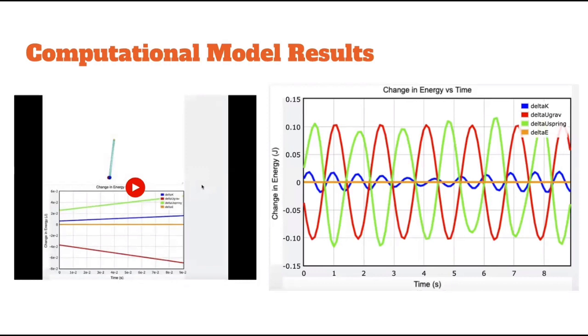Running the computational model, we see that the change in energy, which is the orange line, is 0 as predicted. This is because we see that the gravitational and the spring energies do oscillate, signaling that energy is being transferred between those states and to translational kinetic energy. So there is actually no gain or loss of energy, but a conservation of energy, which is 0.